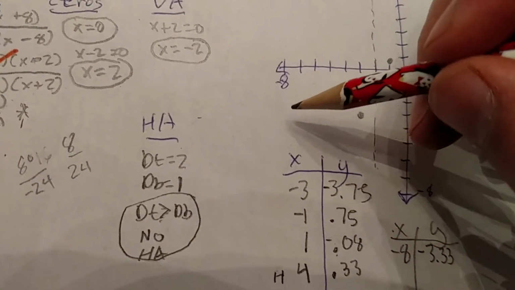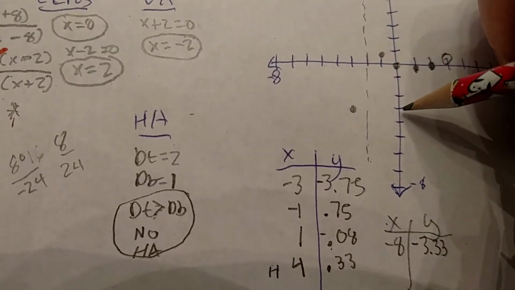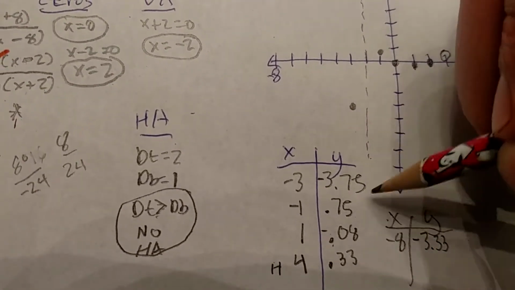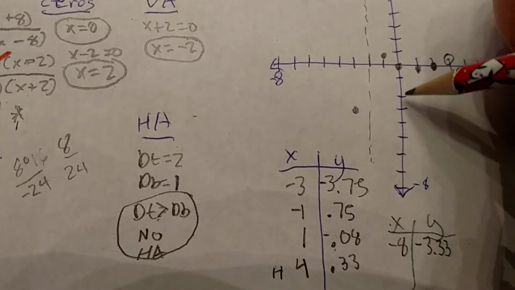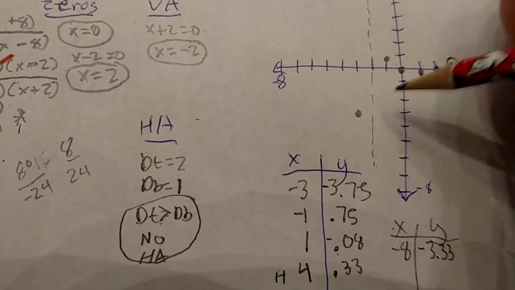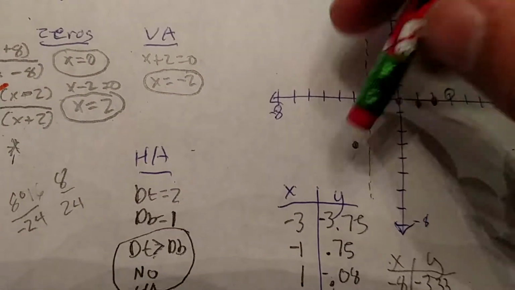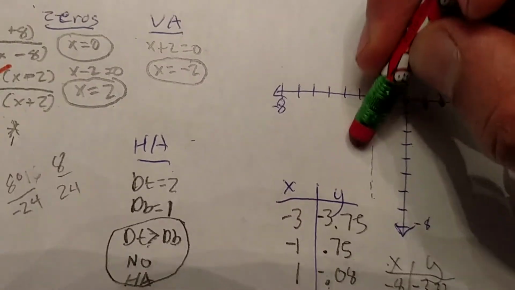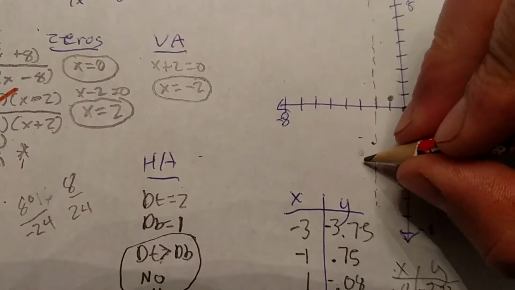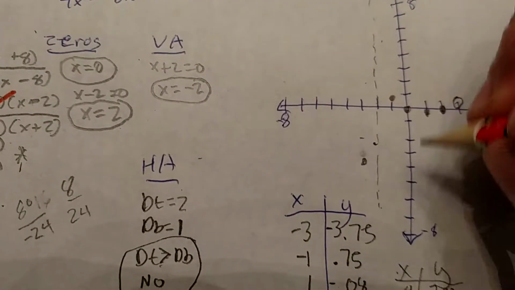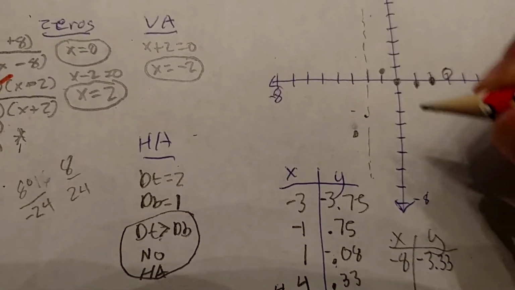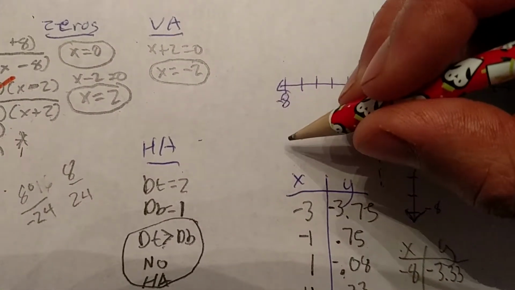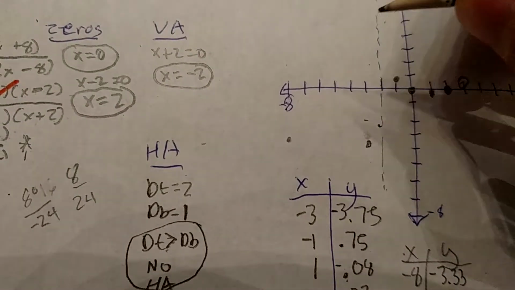Okay, so -8. Let's see, what was this? This was -3.75. 1, 2, 3. I didn't really go down that far enough on that one. Okay, and this one, -8, -3.333, so that's kind of in the same spot, just barely a little bit up above.